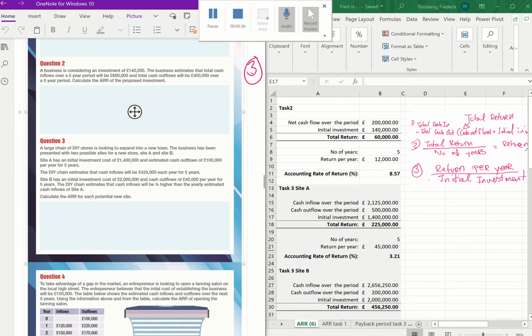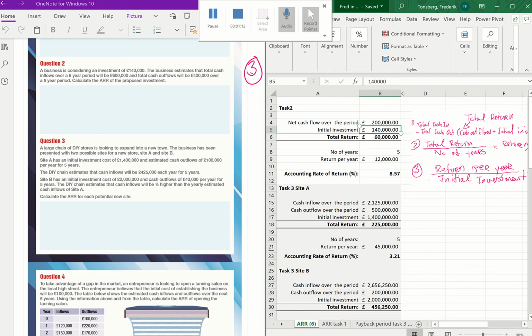Question 2. A business is considering an investment of £140,000. The business estimates that total cash inflows over 5 years will be £600,000 and the total cash outflows will be £400,000 over the 5-year period. Calculate ARR. So the important bit to think about here is, first of all, what's the initial investment? That's what I've listed over here for task 2. So the initial investment is £140,000.